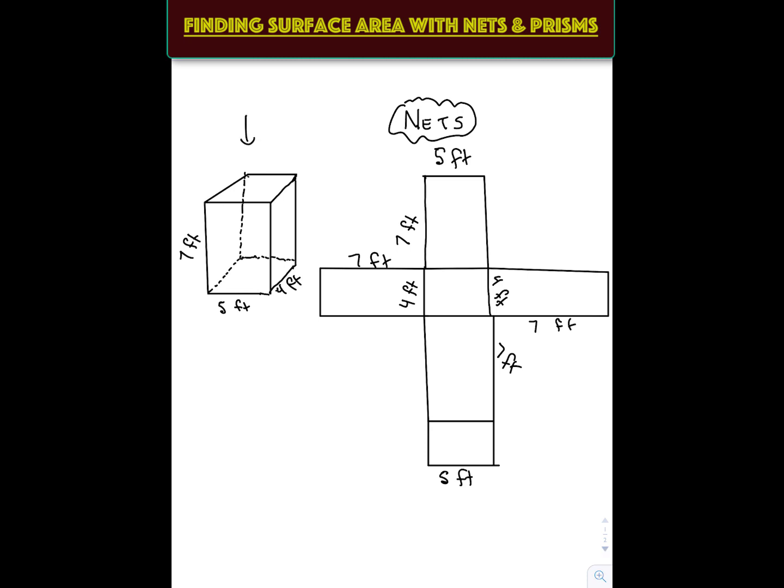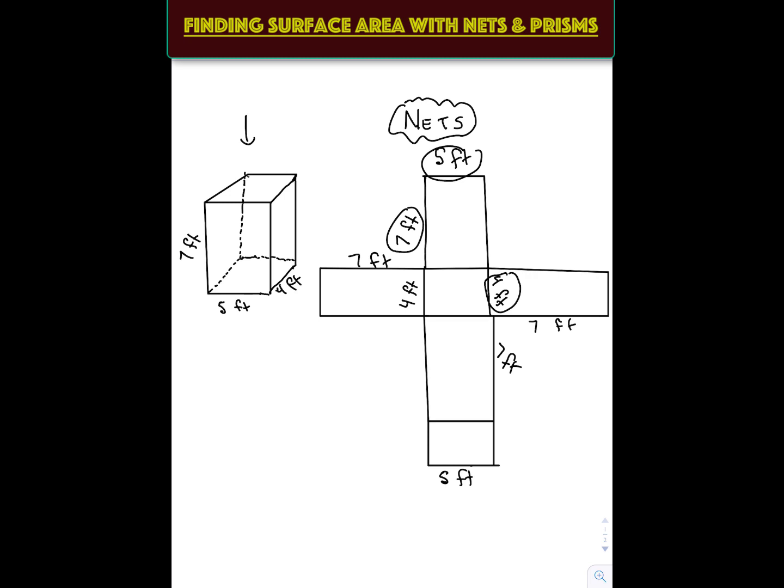the net flattened out. So you can see from our rectangular prism that the length, width, and height are 7, 5, and 4 feet as the 3 dimensions. And then you can see from the net where we also have a 7, a 5, and 4 feet right here. And so basically that's what surface area is. It's the area of all of the sides added up.